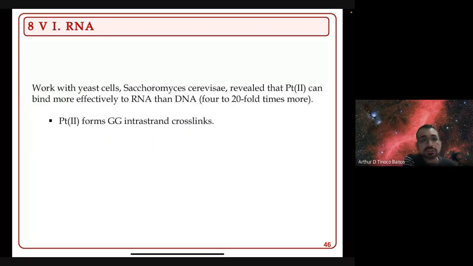All right, so there are some suggestions that RNA could be a very important target of platinum. It is a nucleic acid, and in a study that was done with these cells, it was observed that platinum can bind more effectively to RNA than DNA, 4 to 20 times more. And so you can have similar types of adducts forming with RNA.